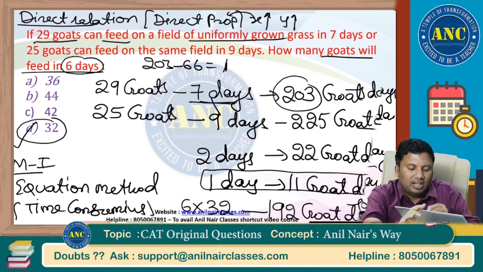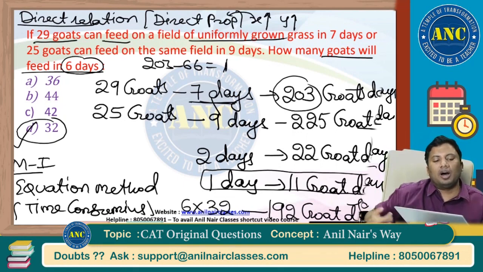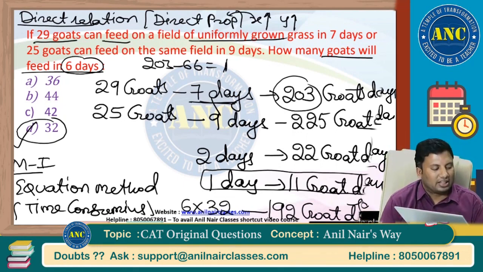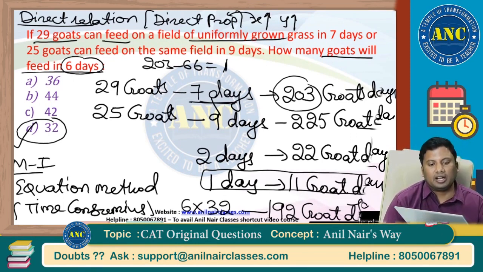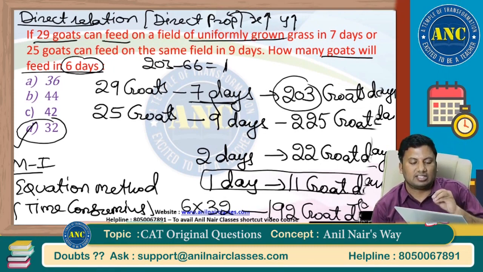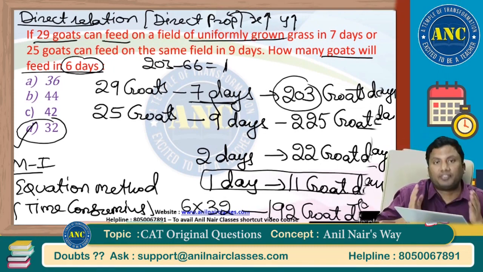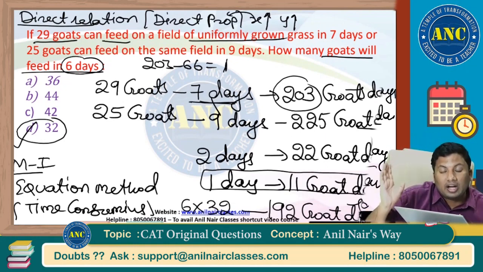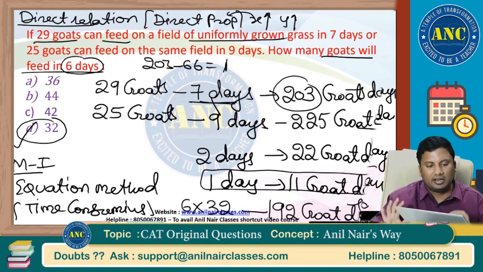192 plus 11 is 203. Are you all with me? Just by looking at the answer option itself, I got the answer. Again, I am saying 29 goats can feed a grass in 7 days. That means after 7 days, 29 into 7 is 203 goat days work is done.